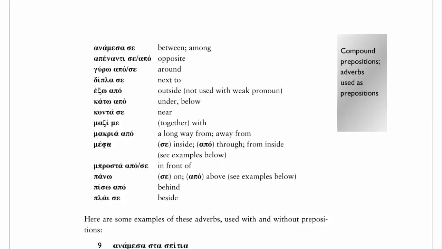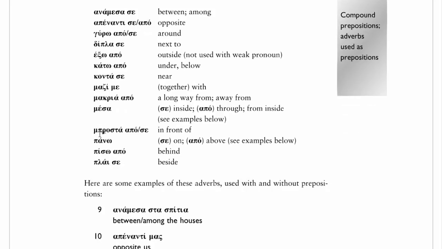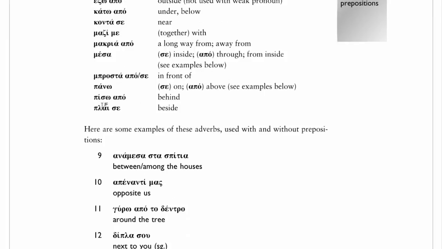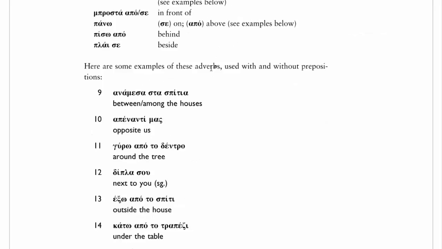μέσα σε, inside. μέσα από, through, from inside. Μπροστά από, μπροστά σε, remember the mp, in front of. Πάνω σε means on, πάνω από, above. So we have examples here. Πίσω από, behind. Πλάι σε. Pay attention on this one. This is πλάι σε, which is beside, not plai se. The accent is not on the iota, it's on the alpha. So it's πλάι σε. Here are some examples of these adverbs used with and without prepositions.